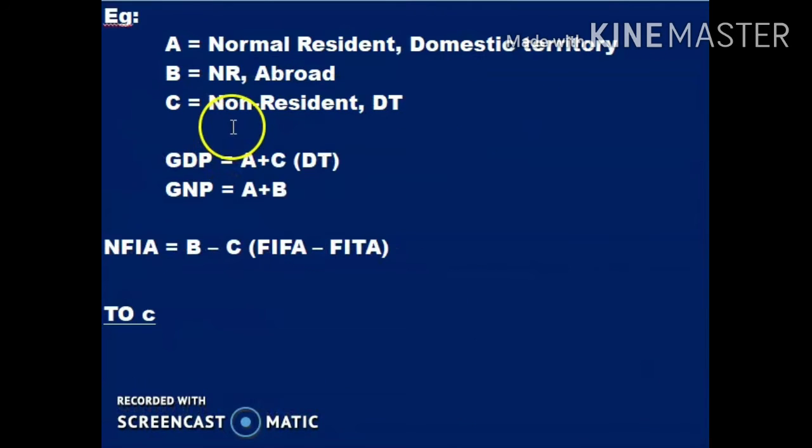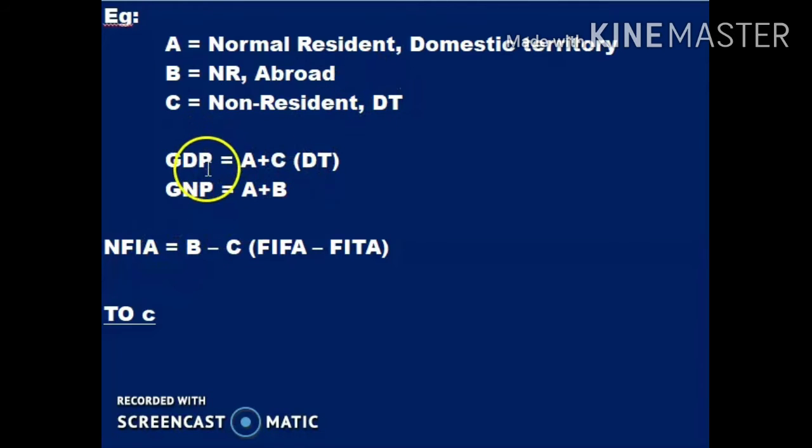Next, let's look at an example. A is a normal resident of the domestic territory, residing in our country and working for our country. B is a normal resident working abroad. And C is a normal non-resident, who is not a resident of our country but is working in our country.